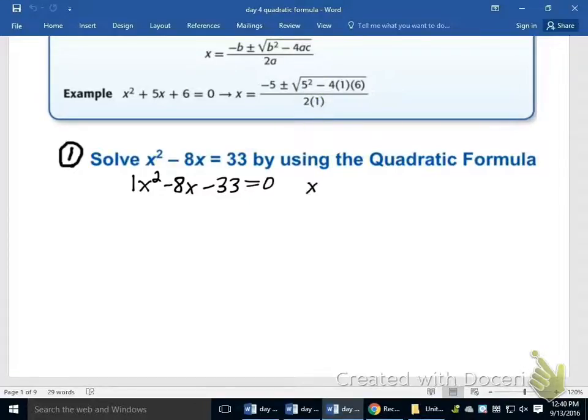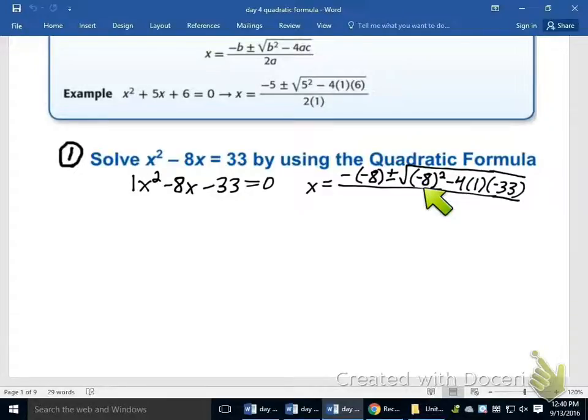So it will look like x equals negative b, negative 8, plus or minus the square root, b squared minus 4ac, so negative 8 squared minus 4ac. And a is 1, and c is negative 33. You can tell I'm using parentheses when I'm inserting these values for a, b, and c, and that's really important, because if I don't put parentheses around negative 8 before I square it, you'll get negative 64 instead of positive. It makes a big difference. 2a is on the denominator, so 2 times 1.